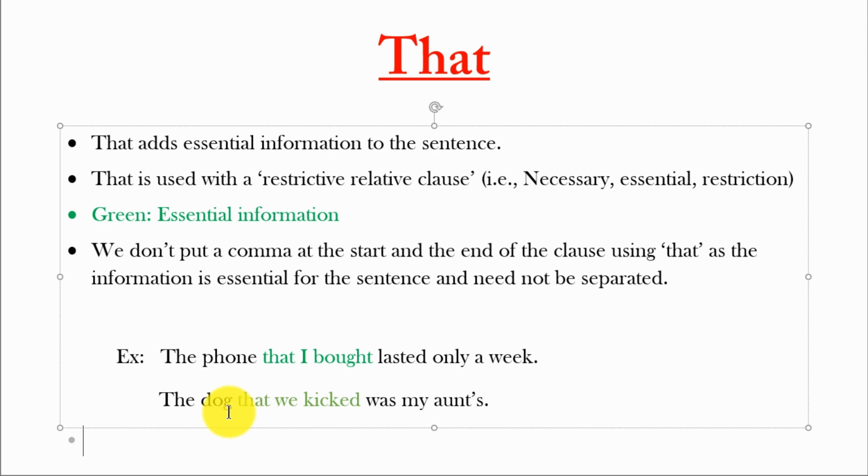Similarly, over here, the dog that we kicked was my aunt's. Now, the subject is the dog, and I've used that over here instead of which because we kicked the dog. Now, this is relevant information because it is helping us to identify that it is the same dog that we kicked. The clause that we kicked, this dog, is a defining feature for the identification of this dog. Otherwise, how would I know which dog I am talking about? So that is why this information is very important for the subject, because it is helping us to identify this dog.